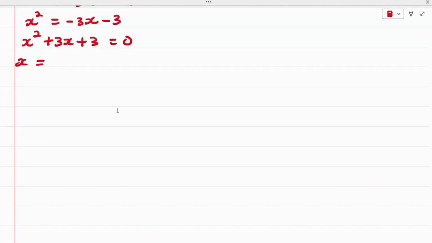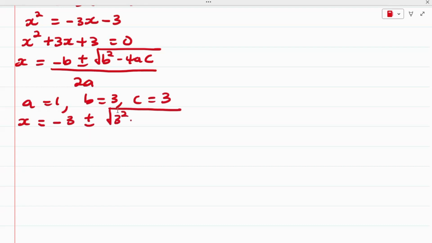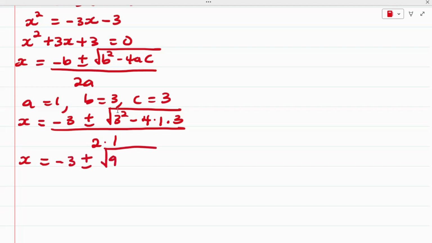that says x is equal to minus b plus or minus the square root of b squared minus 4ac, divided by 2a, where a is equal to 1, b is equal to 3, and c is equal to 3. So we have that x is equal to -3 plus or minus the square root of 3 squared minus 4 multiplied by a which is 1, multiplied by c which is 3, divided by 2 multiplied by a which is 1. So x is equal to -3 plus or minus the square root of 3 squared is 9, minus 4 multiplied by 1 multiplied by 3 is 12, divided by 2 multiplied by 1 is 2.